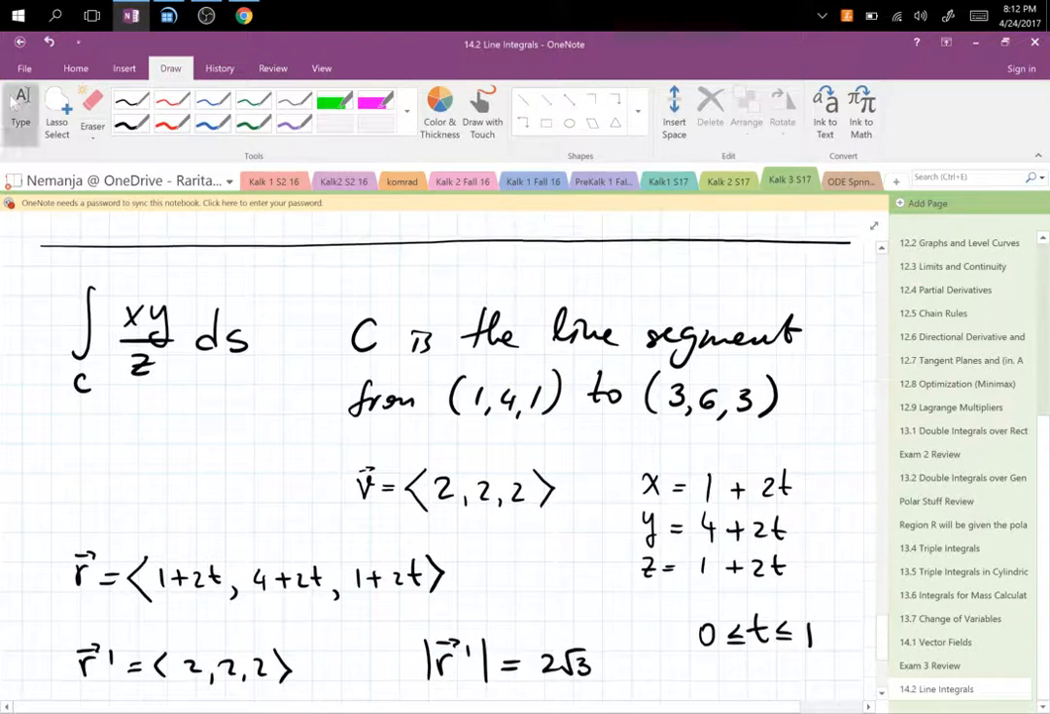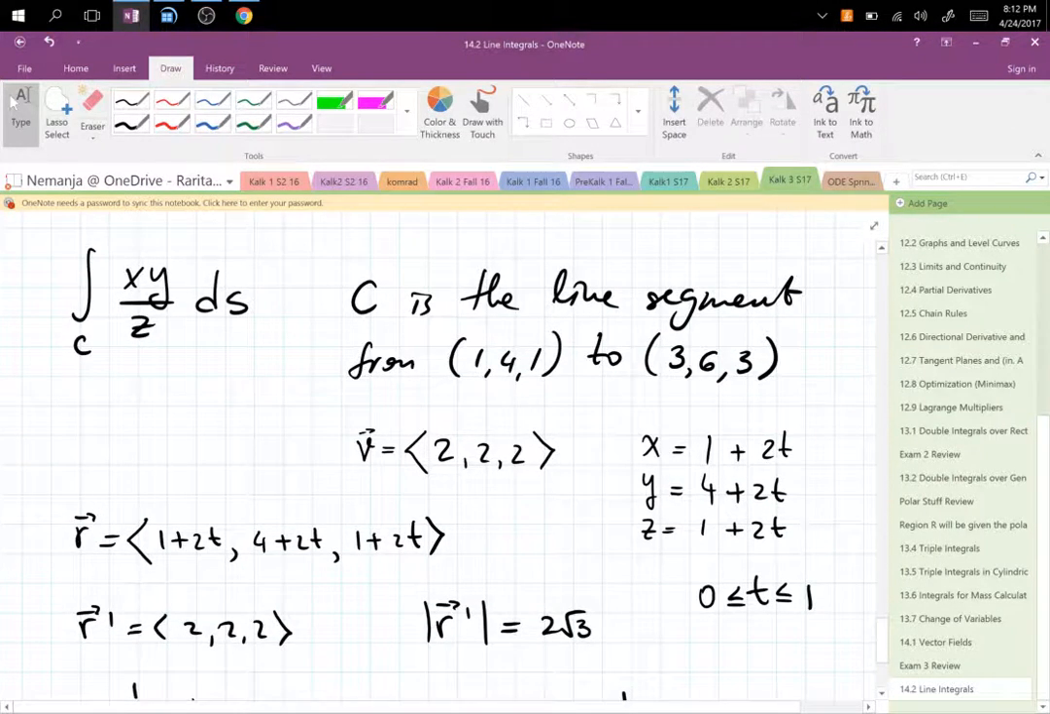So these problems have a lot of stuff going on. I hope you can see that. The major part is parametrization. Because parametrization gives you your r, which gives you your r prime, which gives you the magnitude of r prime, and then also gives you the limits of integration for t. Everything is in one spot. If you can't parametrize, not gonna be good.